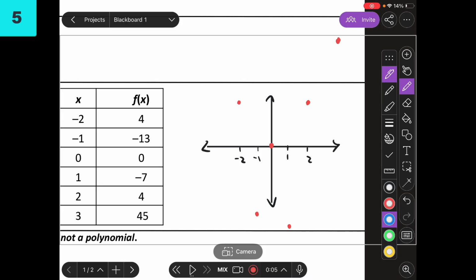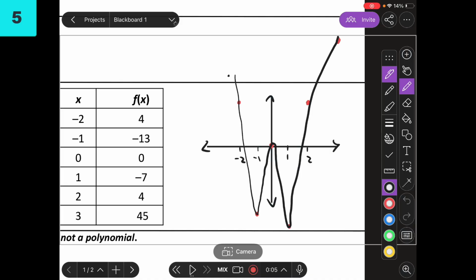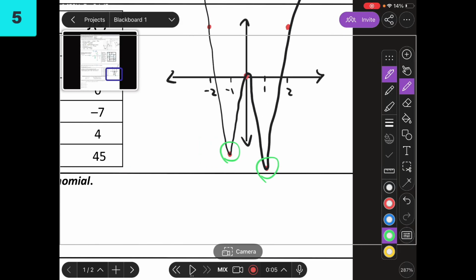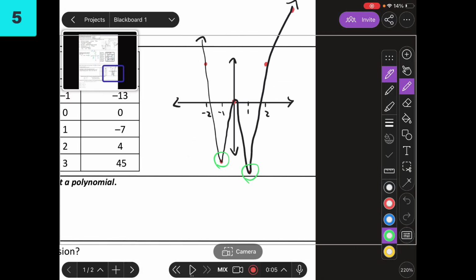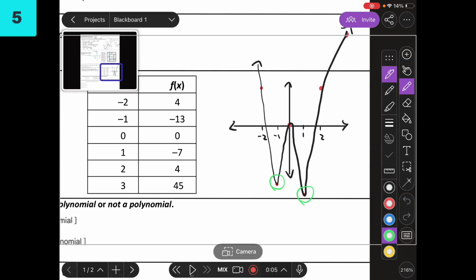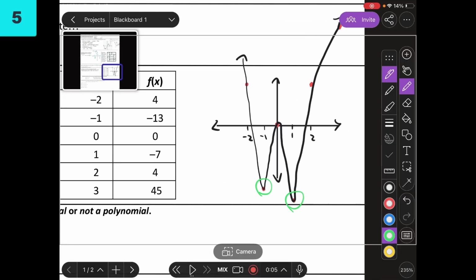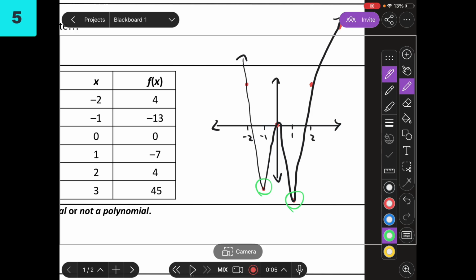So let's go ahead and try to connect these dots. If I try to connect them, you'll see that you get something along the lines of this. It doesn't have to be perfect, but as long as you get the idea that we have two dips. We have this dip and we have this one. So these two are two minimums. One is less than the other, right?